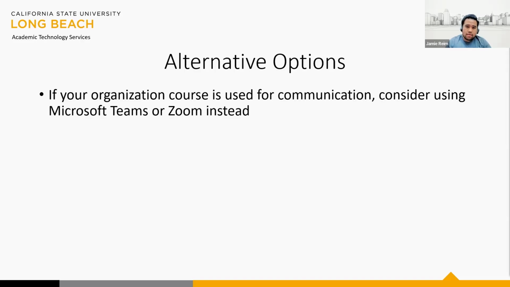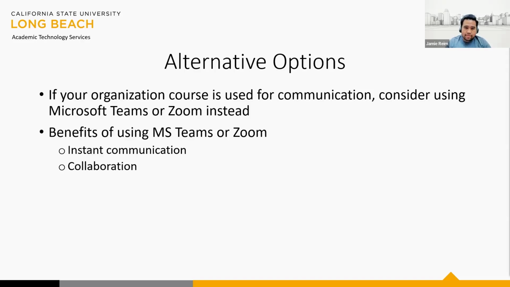Now, another alternative option is if your organization is used mainly for communication purposes, consider using either Microsoft Teams or Zoom instead. Either Microsoft Teams or Zoom will give you the benefit of instant communication with your team or group members from the organization. Participants don't really have to go into Canvas and use it for communication, because it does take some time to get back, since it is set up more as an asynchronous modality.